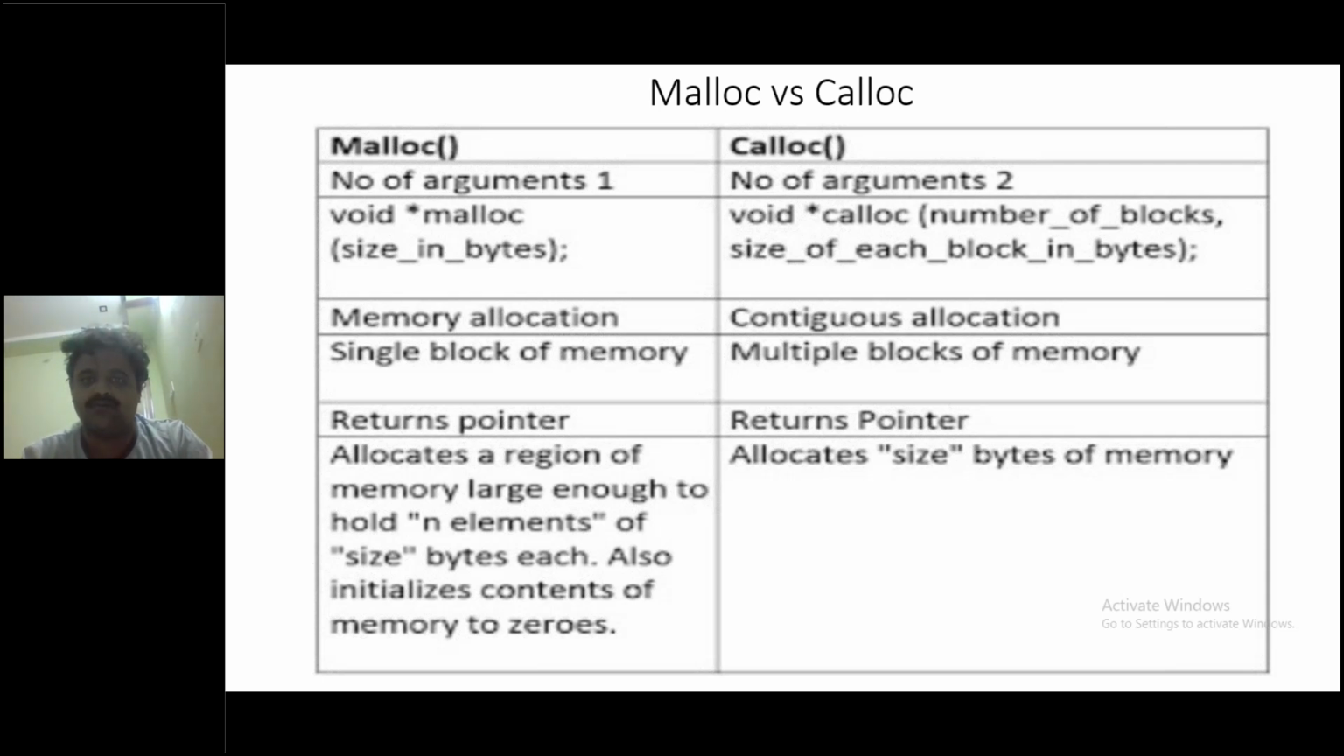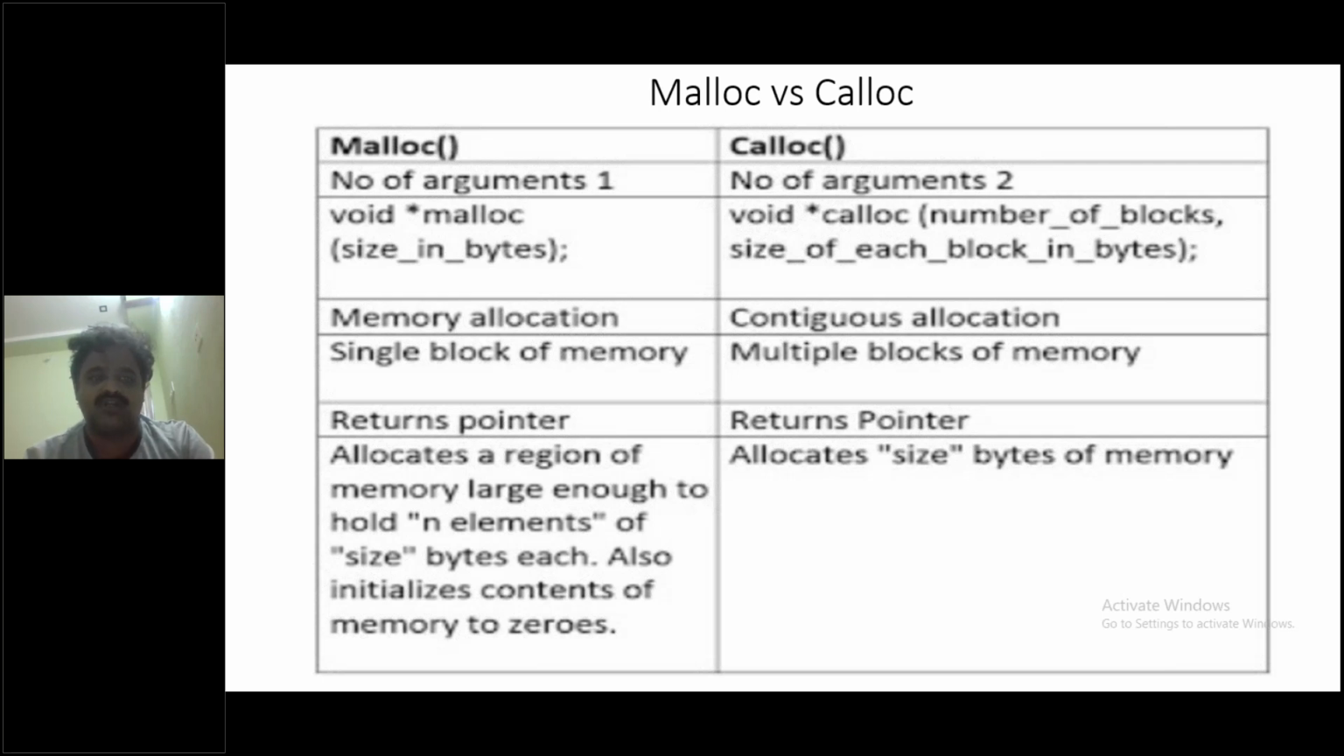This is a table which is used to differentiate between malloc and calloc. Both are for memory allocation, but what is the difference between those two? Actually, I explained already, but this will help you from the examination point of view. How can we differentiate between the malloc and calloc functions? The malloc function takes only one argument.